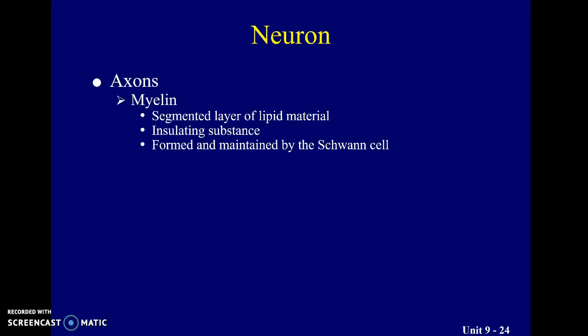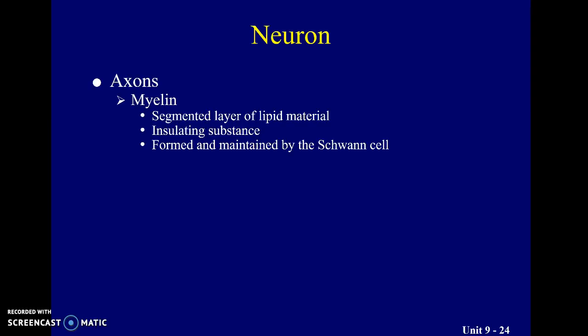The cell that makes the myelin that insulates the axons of a neuron in the peripheral nervous system is known as a Schwann cell. These individual Schwann cells will wrap around an axon, be filled up with this lipoprotein material, this myelin, and allow then for the insulation of the axon that way.